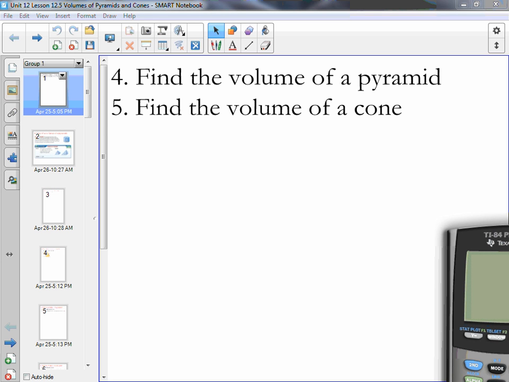Today we're going to find volumes of pyramids and volumes of cones. And kind of like we did with prisms and cylinders, the reason they're together, as it turns out, is they have the same volume formula. All right? So this is section 12.5 in our book. Turn over to page 857.